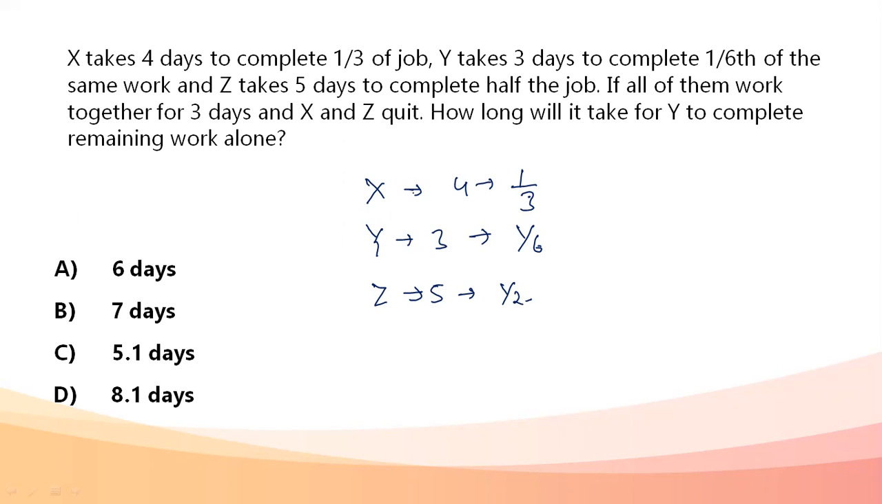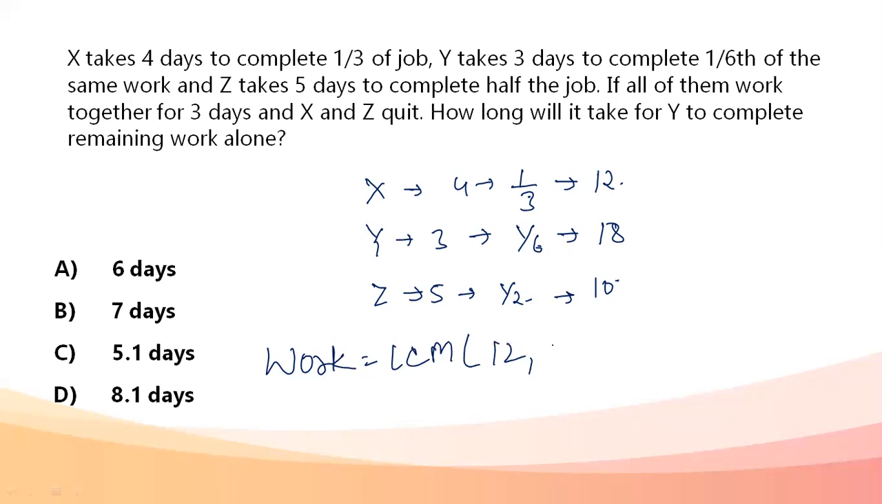Okay, easy question. X is doing one third in 4 days, so the total time he would have taken is 12 days. Similarly, Y would have taken 18 and Z would have taken 10 days to complete the job. Again, we will begin with that only. The total work is the LCM of 12, 18 and 10. LCM comes out to be 180 units. That is, these people are completing 180 units.